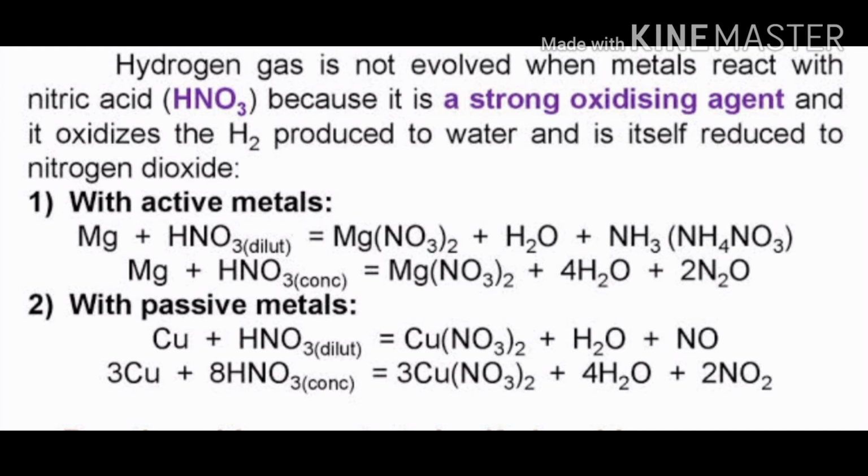Here, there is an exception. Magnesium or manganese can react with very dilute nitric acid, and in that, hydrogen gas is evolved.